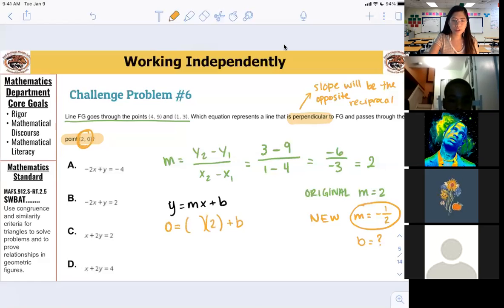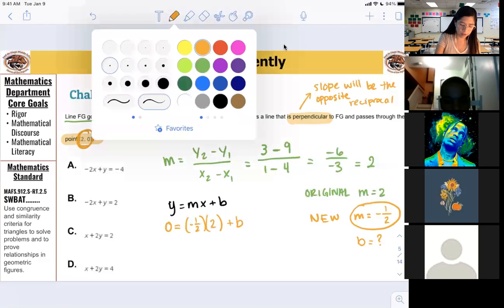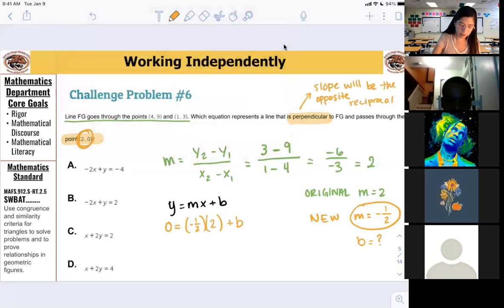-1/2. Good, where'd you get that? Because it's the slope. It's what I already found. I calculated it in the previous step. So we're plugging that right into the formula, and now I'm going to solve for b. So I have to multiply 2 times -1/2. What's 2 times -1/2? Good, Jalen, -1.